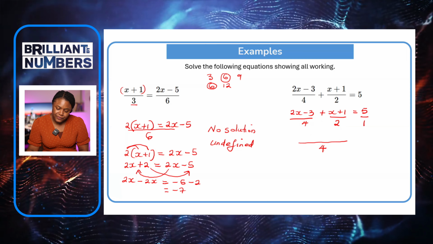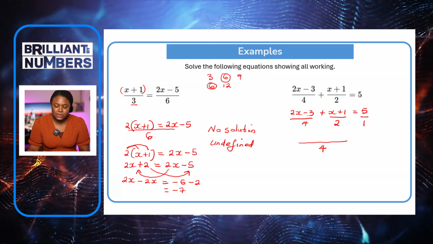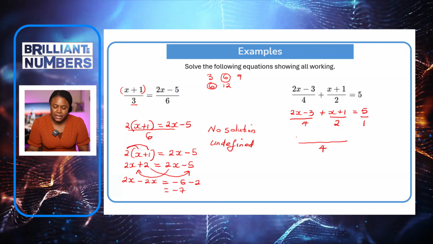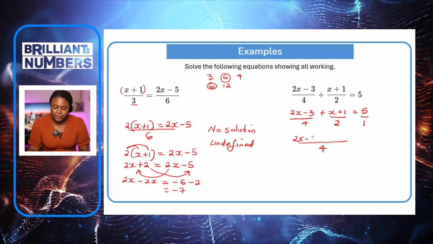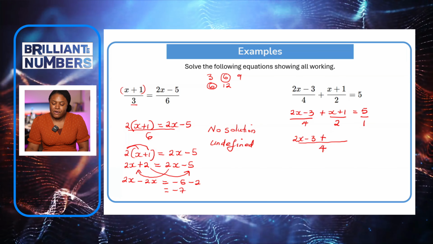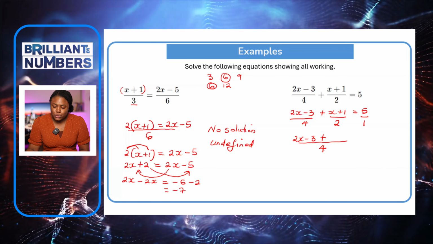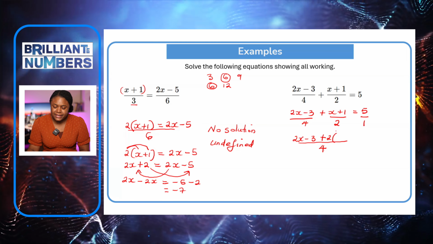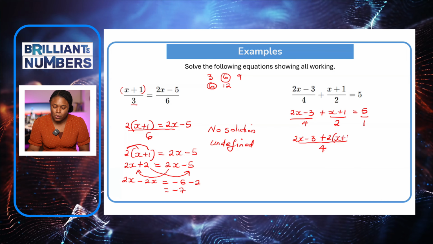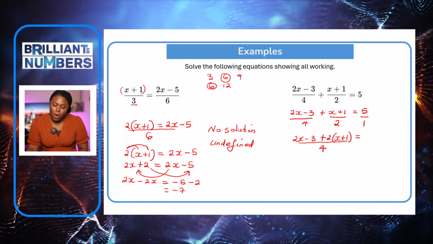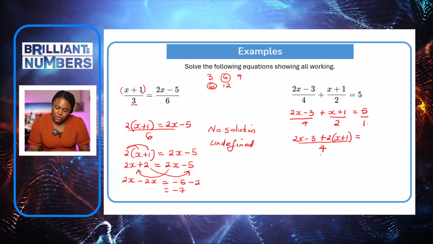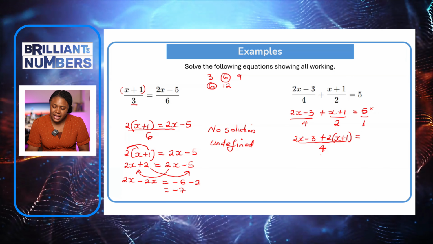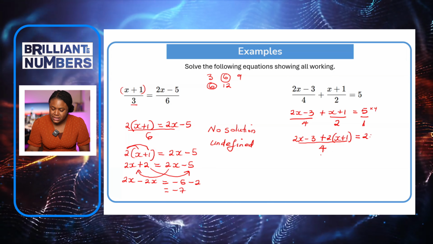4 divided into 4 goes once, so this part will not change, since 1 times 2x minus 3 is still 2x minus 3, plus 2 goes into 4 2 times. We then need to multiply this 2 by the numerator, which is x plus 1, and that's equal to 1 goes into 4, so this denominator 1 goes into 4 4 times. 5 times 4 is 20.